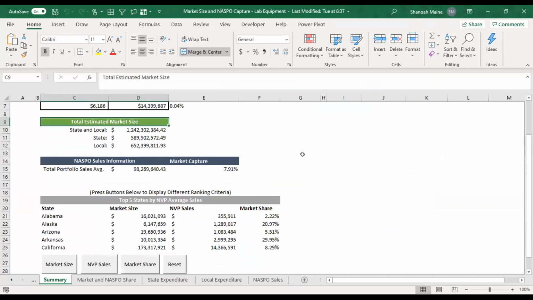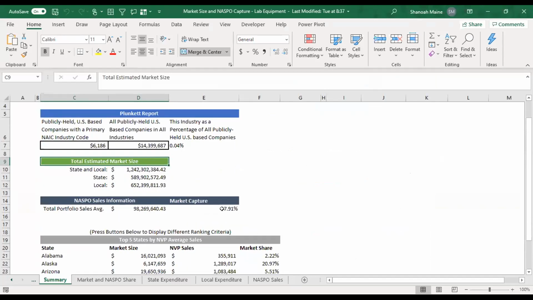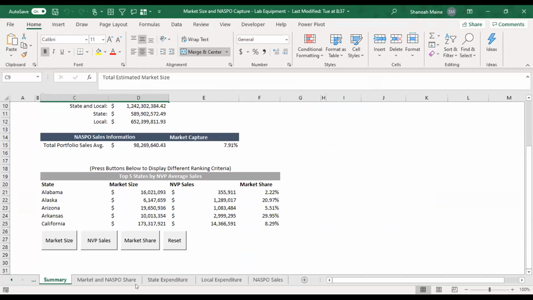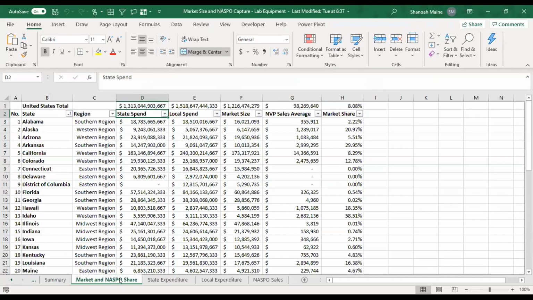So this was our market capture, and what we were looking at is the size of the market in each state at state and local. To get this information, we grabbed these state spend and local spend numbers from the Census, from their annual survey of states and local government finances.